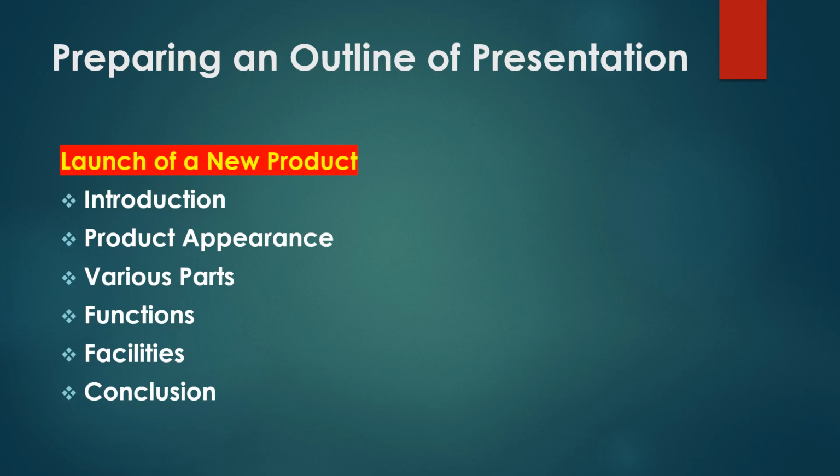First of all, prepare an outline of a presentation. For example, you are making a presentation on the launch of a new product. Your outline will start from introduction. After that, there will be product appearance, then various parts. After that, functions of the product, facilities, and then conclusion.